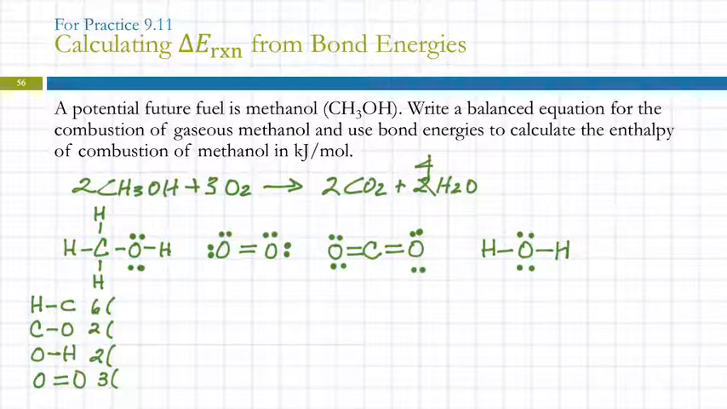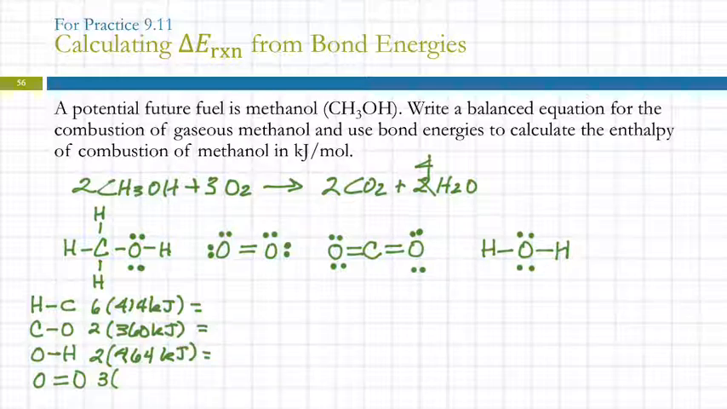So I'll go back to my work. I have 6 moles of carbon-hydrogen bonds. I looked that up. It's 414 kilojoules per mole. I'm multiplying by 6 moles. So maybe we should put the kilojoules in here. And I have 2 moles of carbon-oxygen bonds, 360 kilojoules. I have hydrogen-oxygen, 2 of those, 464. And the oxygen-oxygen double bond, 498.